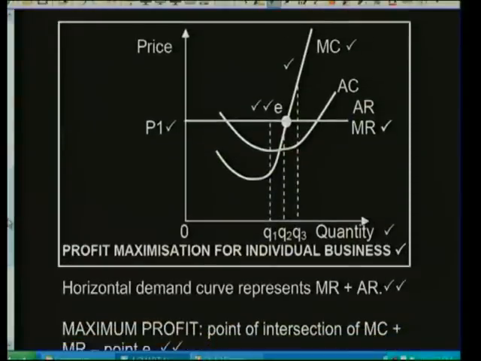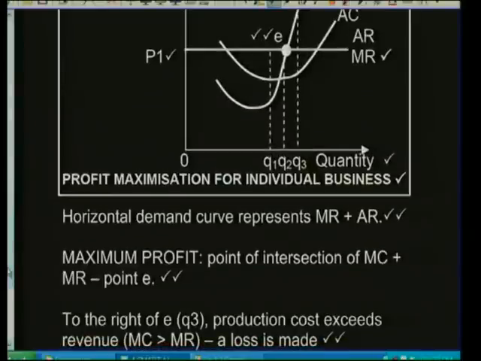Once again, where do we maximize profit? Where marginal revenue equals marginal cost. In this example, the horizontal demand curve represents marginal revenue plus average revenue. Those are the two points that I referred to. Maximum profit is the point of intersection of marginal cost and marginal revenue. So that's going to be point E.